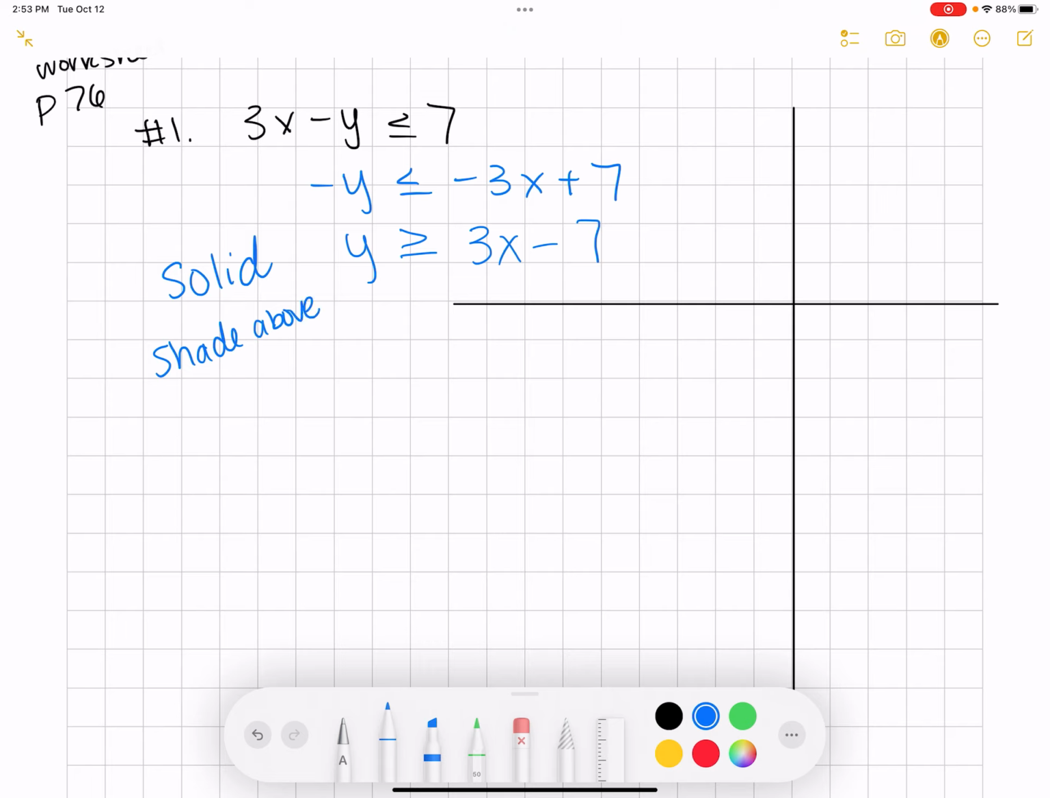I like to have all of that information there so that when I go to graph it, I just look over and say, okay, my line is going to be solid, and I'm going to shade above. Just makes my life a lot easier. So I'm going to go down to negative 7 and plot the y-intercept: 1, 2, 3, 4, 5, 6, 7. And then I've got a slope of 3, so that's up 3 over 1. And I refer back, it was solid.